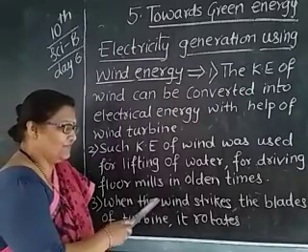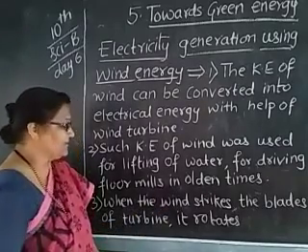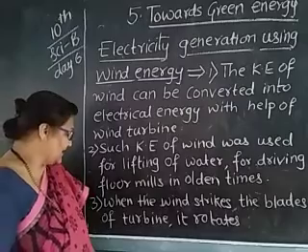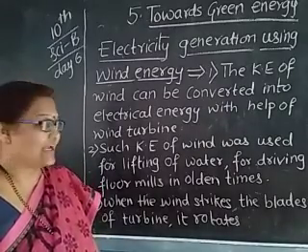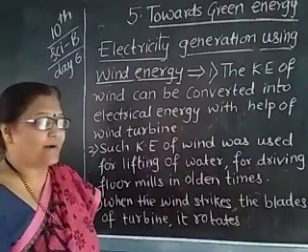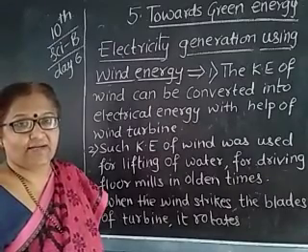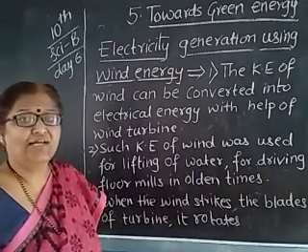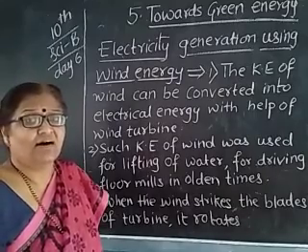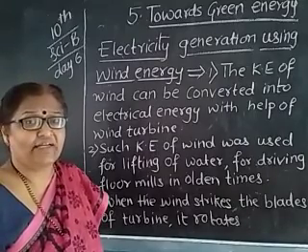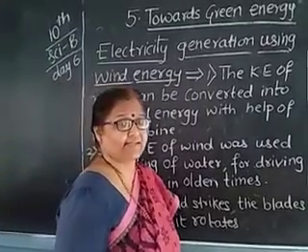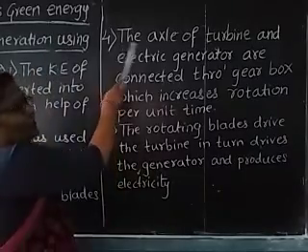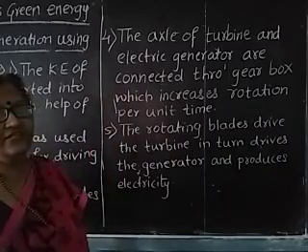Now when the wind strikes the blade, the turbine, it rotates. See here what happens whenever the wind is striking the blades of the turbine, it rotates. That means whenever you are seeing the turbines, there is a flow of wind, and due to the flow of wind, the turbines rotate. The fourth point is the axle of the turbine.